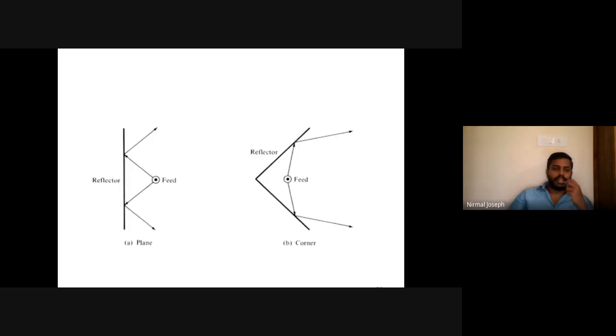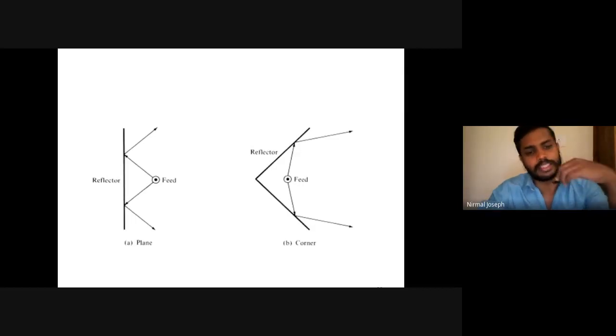See, a plane reflector. Here the feed is given in the center, and a plane reflector is placed just like a plane mirror. The feed is directly incident on the reflector, and from the reflector it just gets reflected. This reflector is not actually radiating, it is just reflecting. The actual radiation is provided by the feed, where we provide the signal, and the signal is reflected by the reflector. This is a plane reflector.